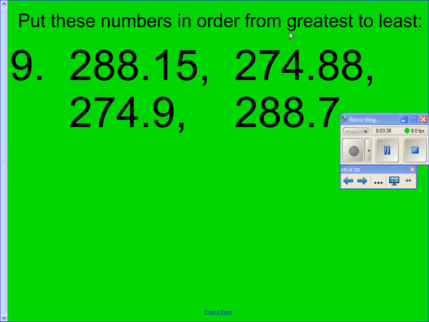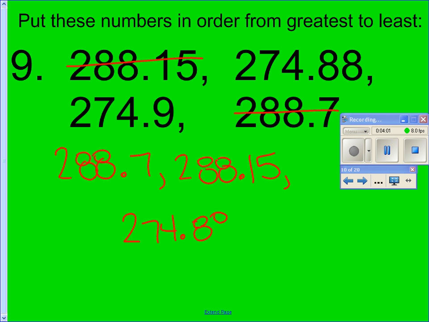These next directions say go from greatest to least, so you want the biggest number first. In these numbers, 288 and 7/10 is the greatest number. Then you have 288 and 1500. Then 274 and 8800. And last, oh, sorry, that's wrong. It should be 274 and 9/10, excuse me. Then last is 274 and 8800.